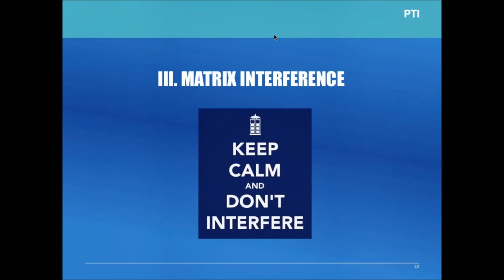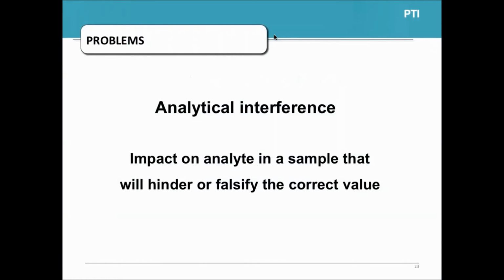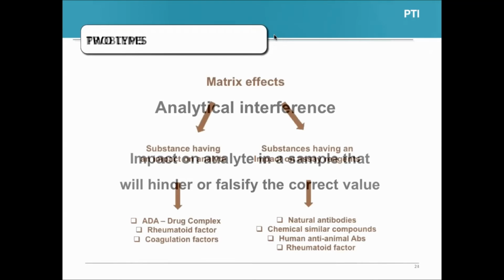And this brings me to matrix interference, because if you have an assay that is run in biological matrix, this is something a lot of people run into, and it can be a very annoying problem. A matrix or analytical interference is the impact on an analyte in a sample that will hinder or falsify the correct value. It doesn't necessarily mean that you will have a negative value because it suppresses your signal. You may also end up with a compound that interacts with your detection antibody and leads to false positive results.